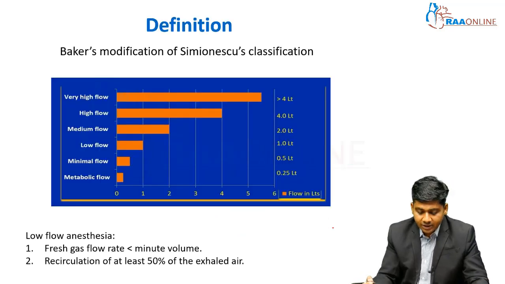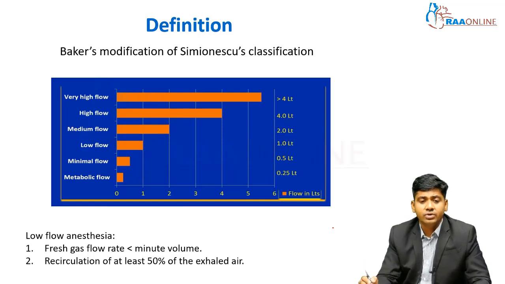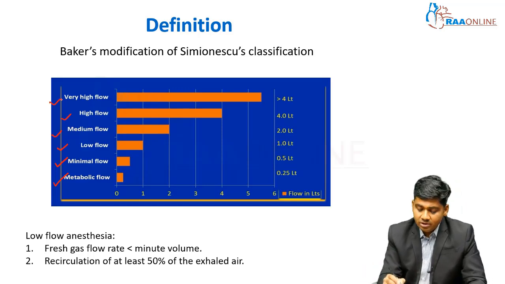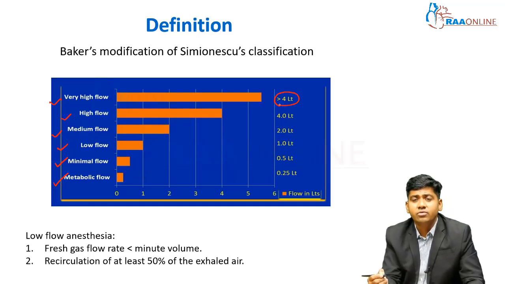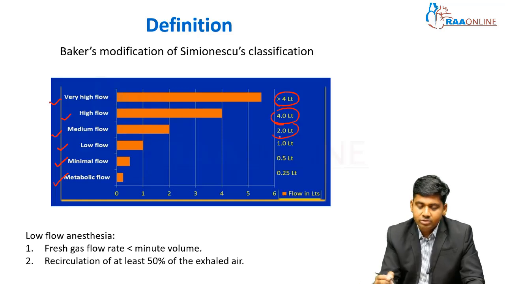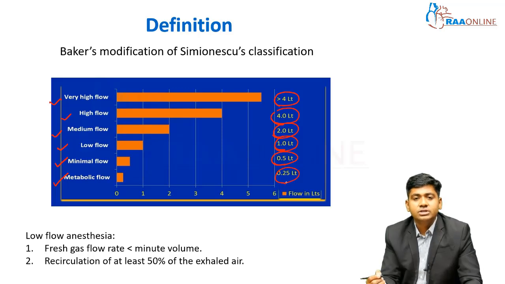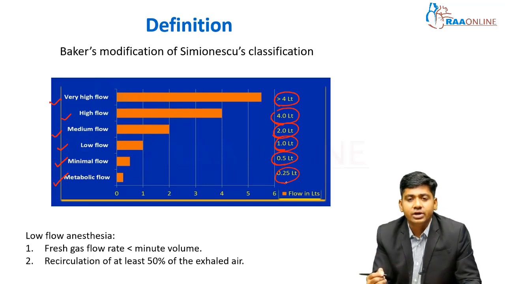So coming to Baker's modifications or definitions of low flow anesthesia. They are metabolic flow, minimal flow, low flow, medium flow, high flow, and very high flow. When we use more than 4 liters of fresh gas flow, that is known as very high flow anesthesia. High flow when we use 4 liters, medium flow when we use 2 liters, low flow either 1 liter or less than 1 liter, 0.5 minimal flow, and 0.25 is the metabolic flow. So these are the classifications of low flow anesthesia.